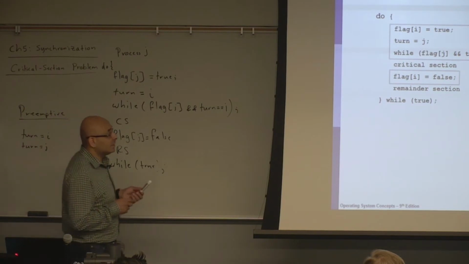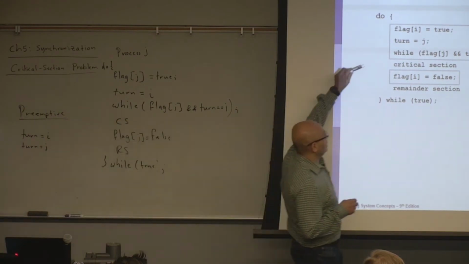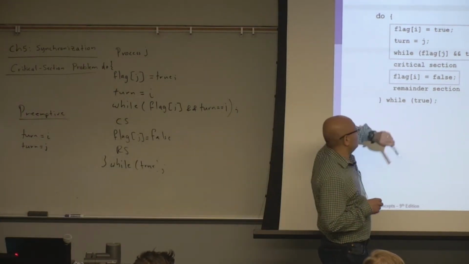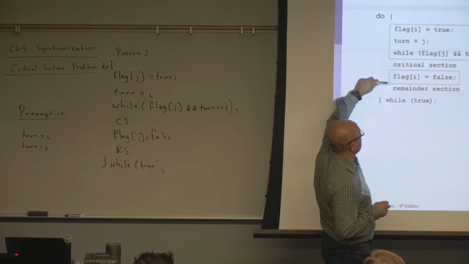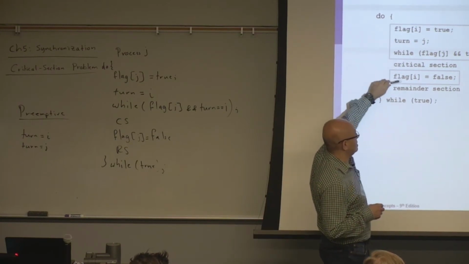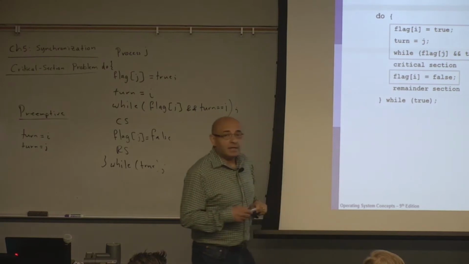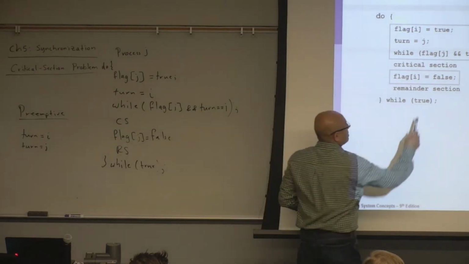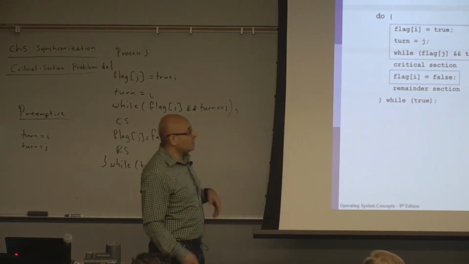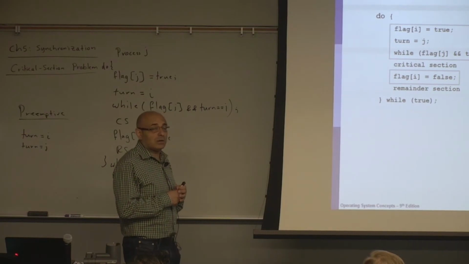Well, let's trace it. Suppose that a process entered the critical section. Then after it's done with the critical section, it's going to set its flag to false. So it's going to say, I'm not interested. Then it's going to do its remainder section. Now this remainder section could be short or long.